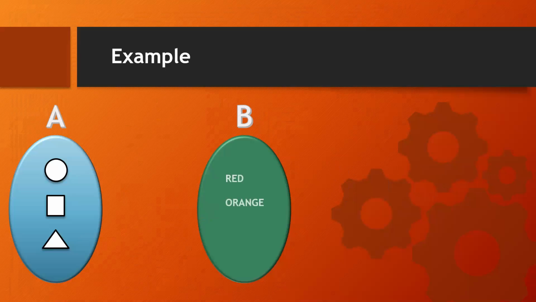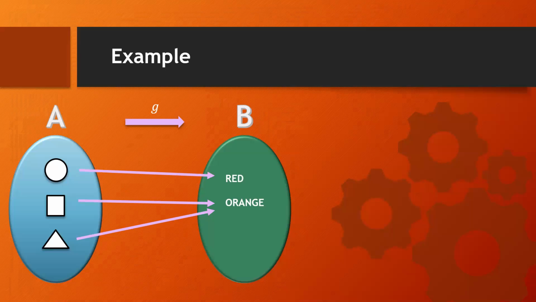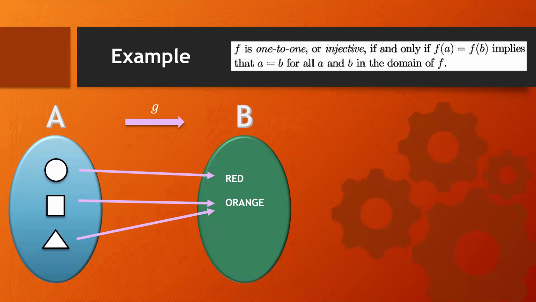You come in the next day, and now you're asked to do G. Right, essentially the same function as F, only we're out of blue paint. It's just nowhere to be seen. Is it injective? No, for the same reason, right? We have square and triangle both mapping to orange.